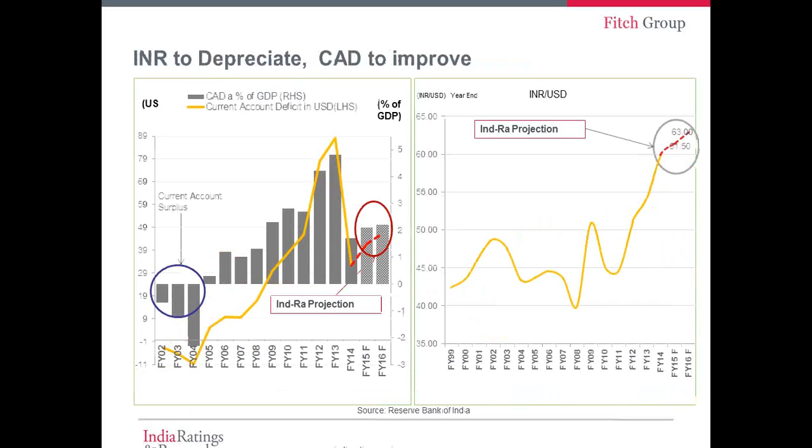Then finally, on the external sector, as I told you earlier, things on the external front are not very good so far as exports are concerned, and there is a likelihood that there will be some pickup in the domestic economy which may push up imports somewhat. So as a consequence of that, we believe that the overall current account deficit may widen as compared to FY15.